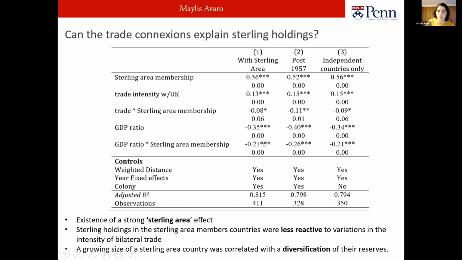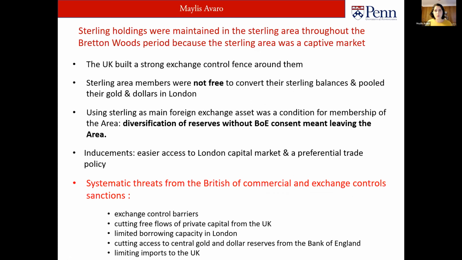And so I explained this result by arguing that the sterling area should be understood as a captive market. Why? It's because the UK built a very strong exchange control fence around the sterling area. The members of this area were not free to convert the sterling balances they had since the war into dollars, and each movement of their sterling toward a country outside of the sterling area had to be agreed by London.